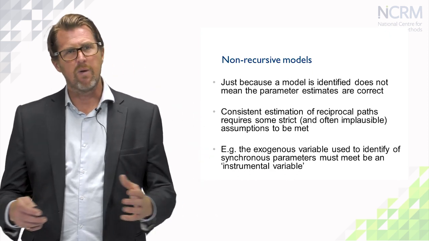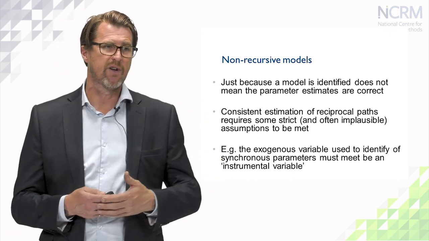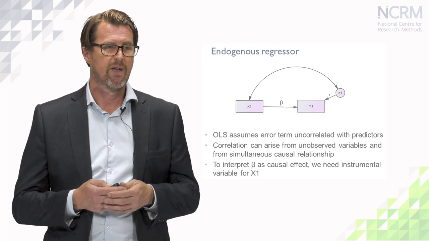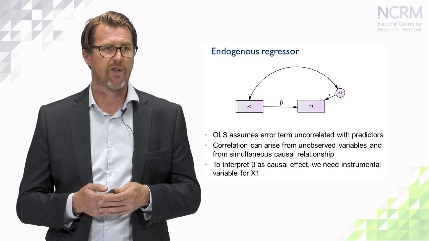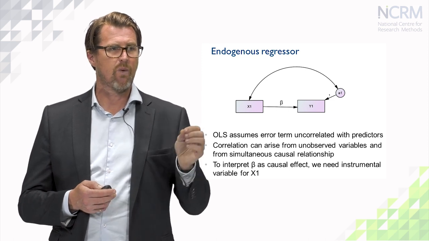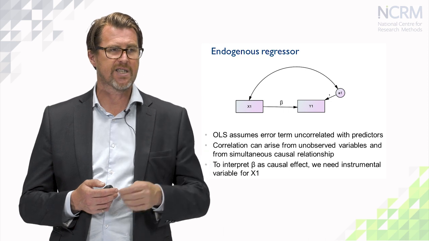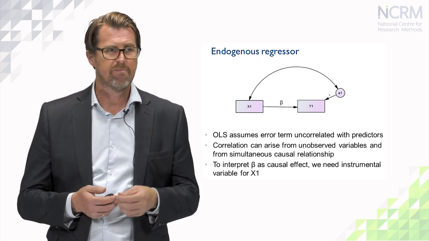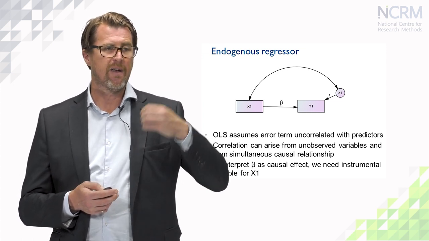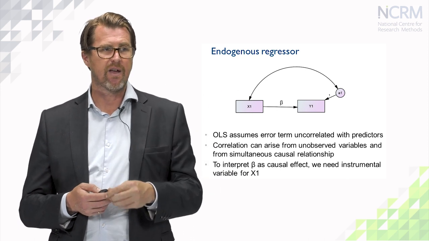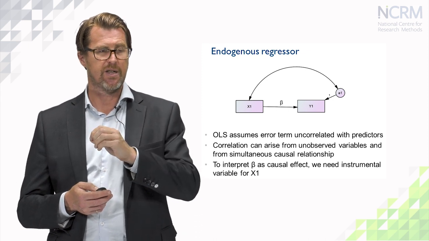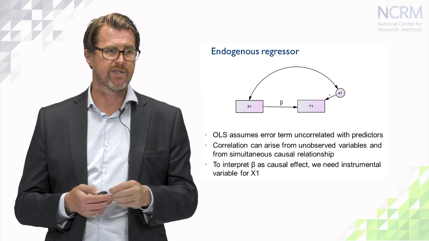To understand what we mean by an instrumental variable in this context, it's useful first to understand another concept, which is that of an endogenous regressor. Here we've got a simple path diagram to help understand what we mean by an endogenous regressor. We have here Y1 regressed on X1. We want to estimate beta, where we'd ideally like to treat beta as the causal effect of X1 on Y1. But we also see here that we have a covariance or a correlation between the disturbance term in this equation and X1, which is the predictor.